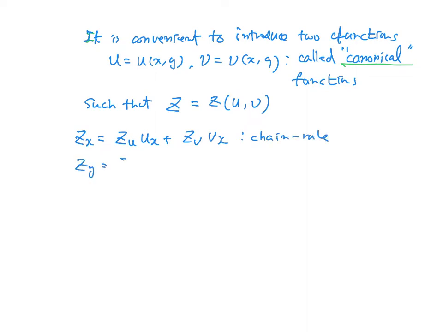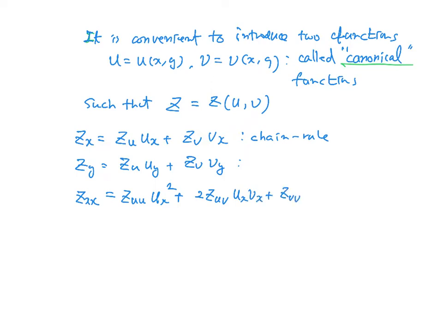And z_y, same: z_u u_y plus z_v v_y. And I did that before, but I'll just summarize. z_xx, you can find it from the previous note: z_uu u_x squared plus twice of z_uv u_x v_x plus z_vv v_x squared plus z_u u_xx plus z_v v_xx. Previous result.